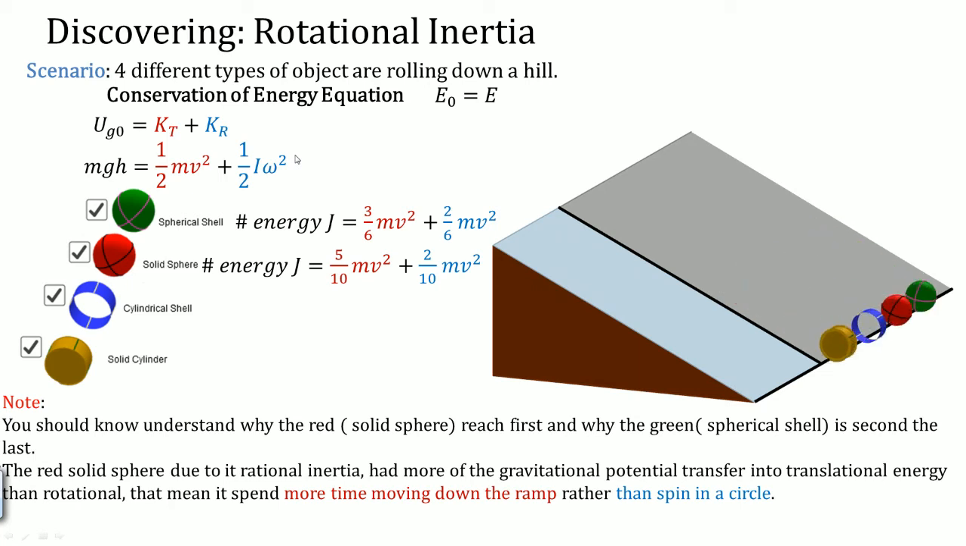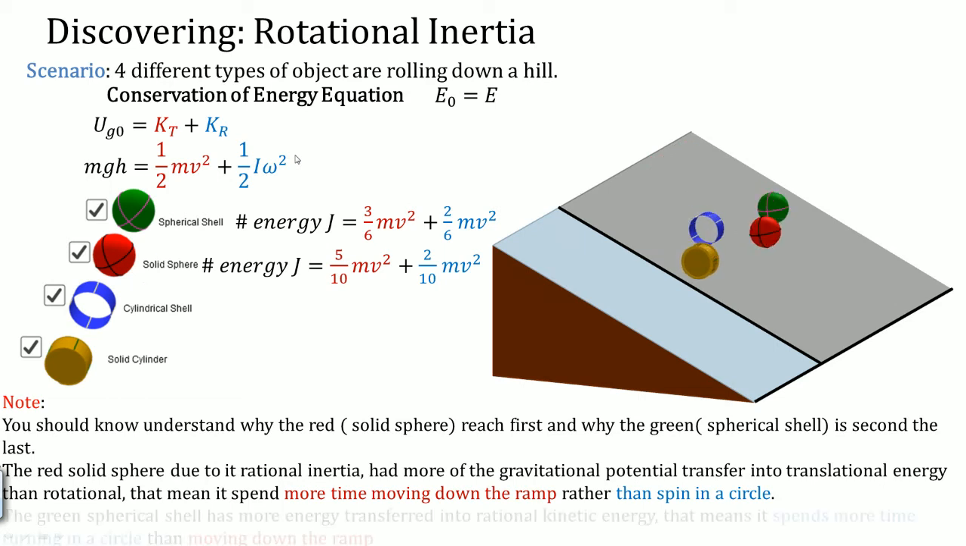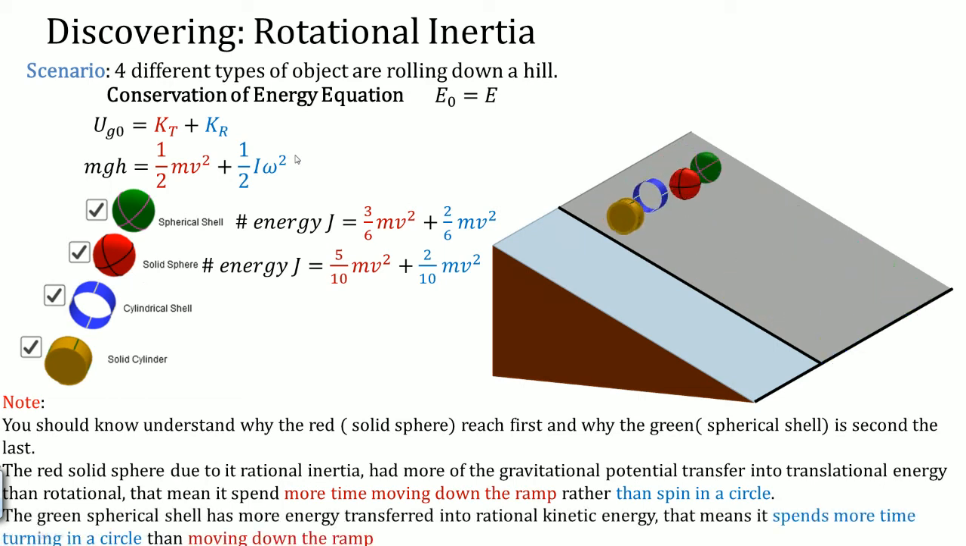So that red color explains why it spends more time moving down the ramp. And the blue part is the rotational kinetic energy, which explains why it spins in a circle. So the red sphere spends more time moving down the ramp than spinning in the circle. That's what its equation should explain. The green sphere has more energy translated into rotational kinetic energy. That means it spends more time turning in a circle than moving down that ramp, because now it's 2/6 rotation and the kinetic was 3/6. Okay? That's it. Make sure that you can understand why certain things reach down the ramp further based on their rotational inertia.